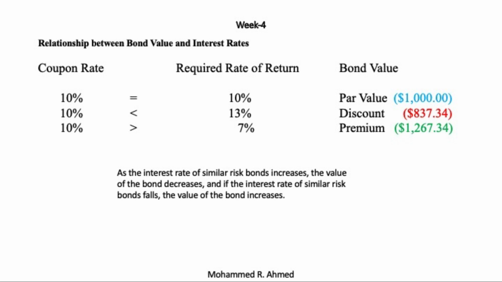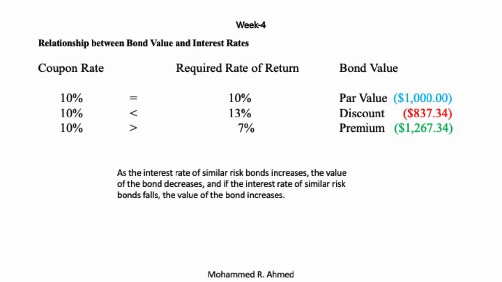Look at this next example. Coupon rate is 10%, but the market rate is 13%, which is greater than the coupon rate of the bond you're holding. In this case, bond is discounted. Why? Because if you sell this bond and take $1,000 and buy a new bond, you will get 13%. So nobody is going to buy your bond, which has 10% interest rate, when the market is offering 13%.